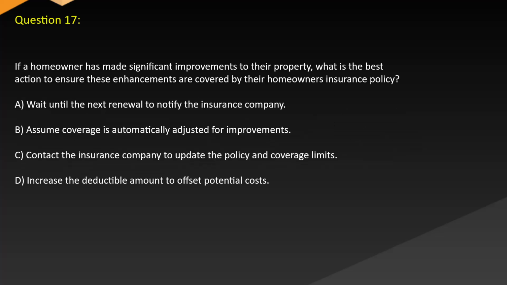Question 17. If a homeowner has made significant improvements to their property, what is the best action to ensure these enhancements are covered by their homeowner's insurance policy? A. Wait until the next renewal to notify the insurance company. B. Assume coverage is automatically adjusted for improvements. C. Contact the insurance company to update the policy and coverage limits. D. Increase the deductible amount to offset potential costs.